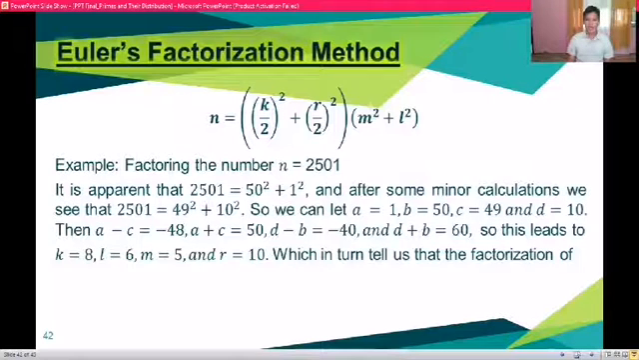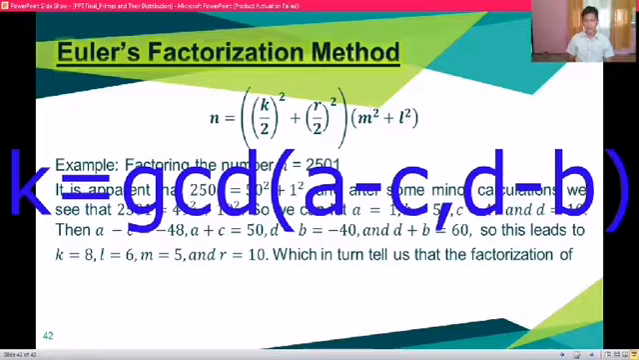Then, A minus C is equal to negative 48. A plus C is equal to 50. D minus B is equal to negative 40. And D plus B is equal to 60. So this leads to K is equal to 8. L is equal to 6. M is equal to 5. And R is equal to 10.